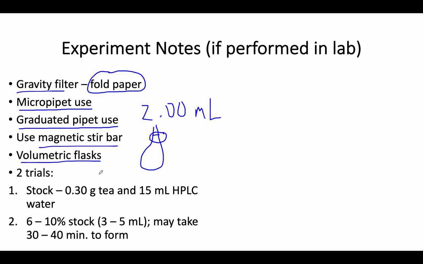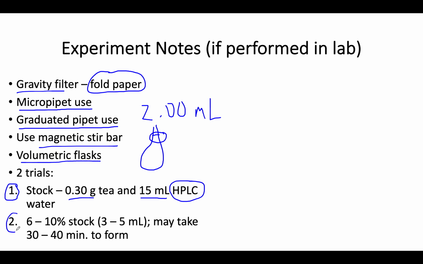Okay, so that's the volumetric flasks that you'd use in this experiment. You'd do 2 trials. The first one would be the stock solution, and you'd use some tea. So again, really natural products, green synthesis, and then you'd use water. This HPLC is just saying this is very purified water. HPLC is an instrument that's used in high-level chemistry, so it requires really high quality water.